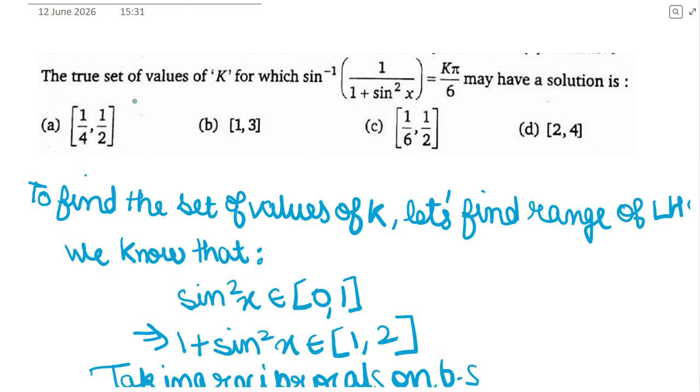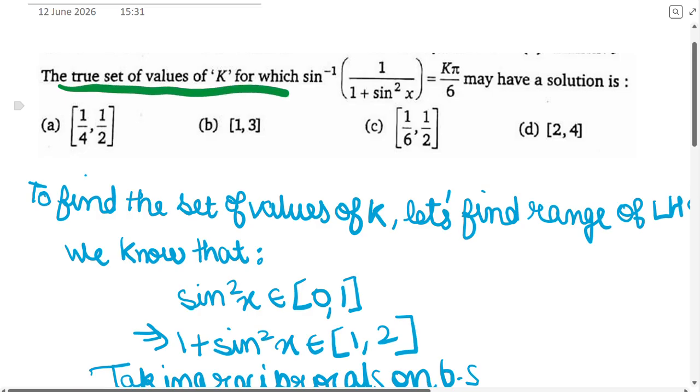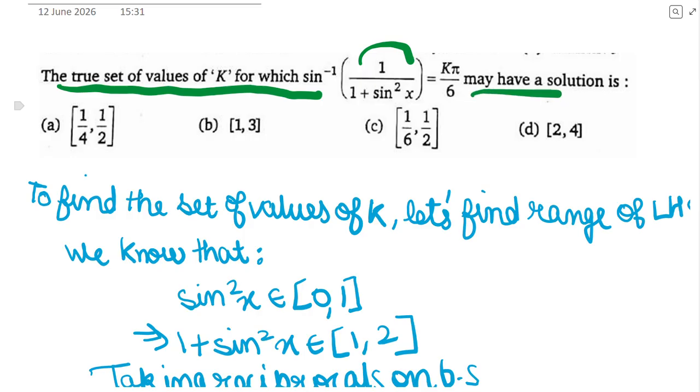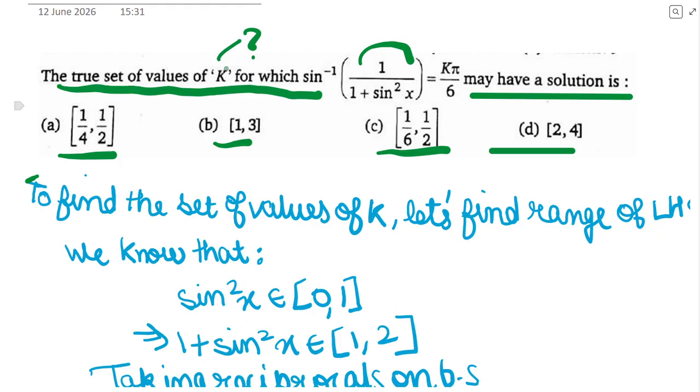So this question says that we need to find the set of values of k for which sine inverse of this complicated thing, not so complicated, is equal to k pi by 6 may have a solution. Alright, we are given certain intervals in the options. So that means that k is not having a single value. Whenever we see such intervals, that means we need to somehow relate it to range.